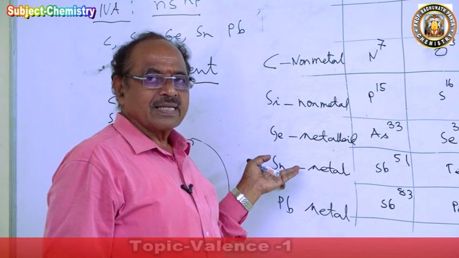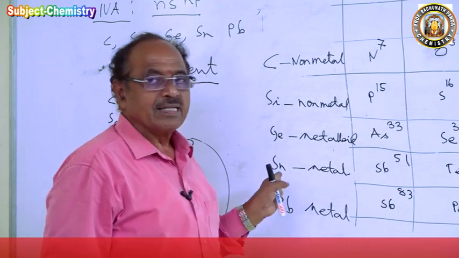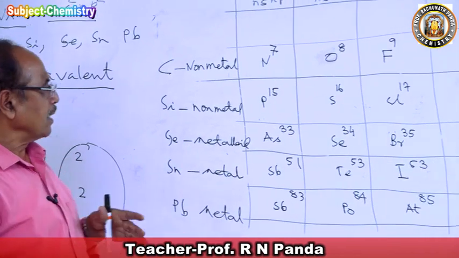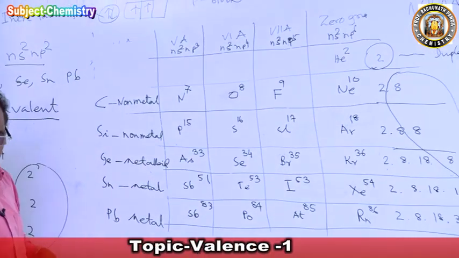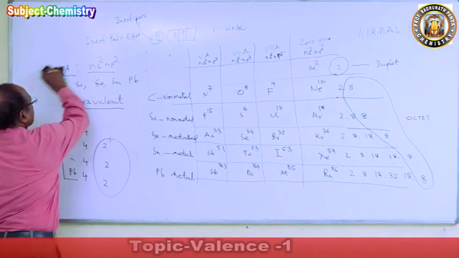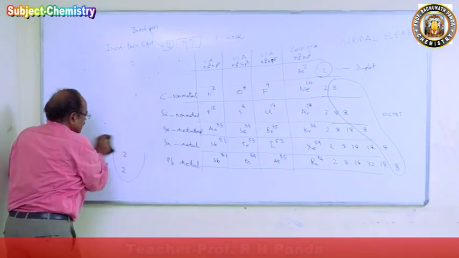A metalloid will exhibit metal character and non-metal character, and tin is more metal, less non-metal, and lead is a completely metal. So this is group 4. They will exhibit valency 4, and these elements will have valency 2 and also valency 4.